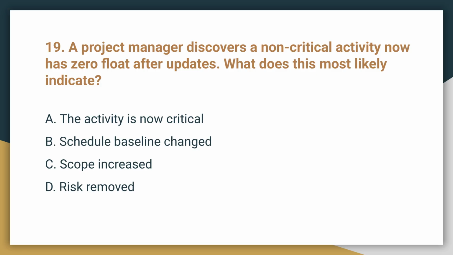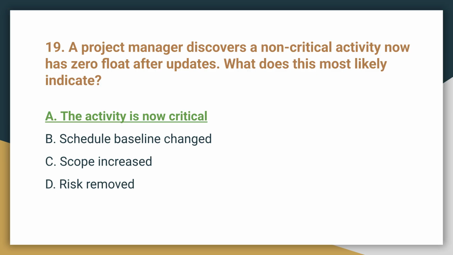Question 19. A project manager discovers a non-critical activity now has zero float after updates. What does this most likely indicate? The correct answer is A. An activity with zero float is by definition on the critical path and is now a critical activity.